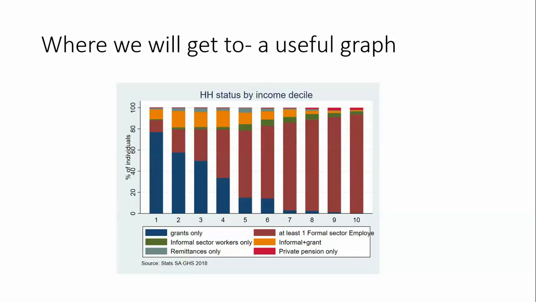The orange bar, again, is those who have informal sector earnings, income. They do work, but they work in the informal sector and they have a grant. And you can see that those people are also concentrated at the bottom of the distribution, mostly in decile 4, but decile 3 and 2 also.